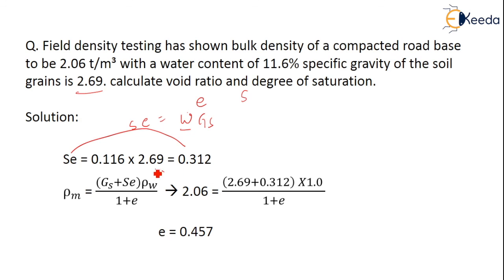We know this relationship of ρm is equal to (Gs plus Se) ρw by 1 plus e. Just substitute the values. ρm is given as 2.06, Gs 2.69, plus we have calculated the Se value as 0.312, into ρw, which is taken as 1 gram per cc. We only don't know the value of e. After putting appropriate values, we can calculate the value of e as 0.457. It has no units. Thank you.